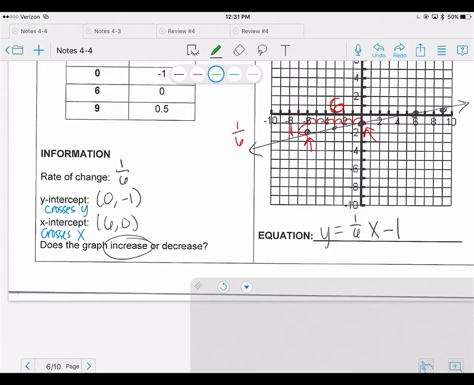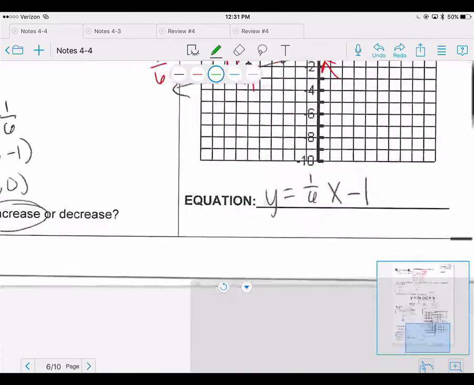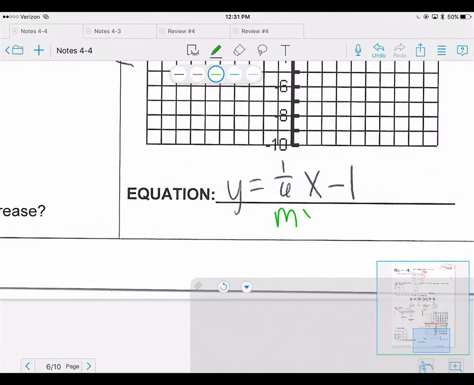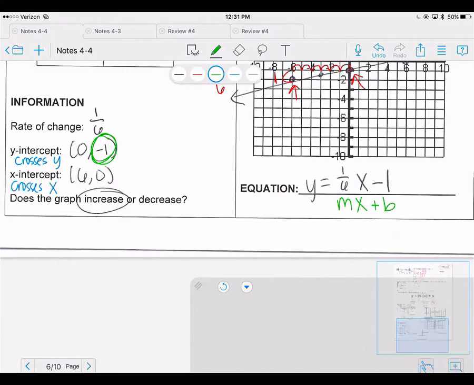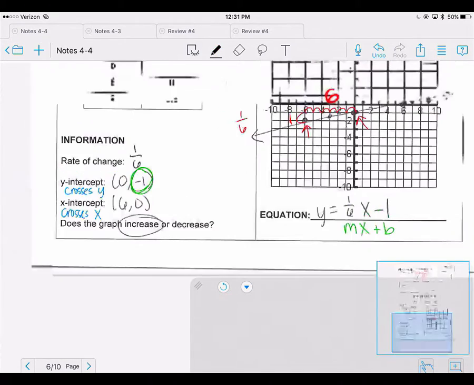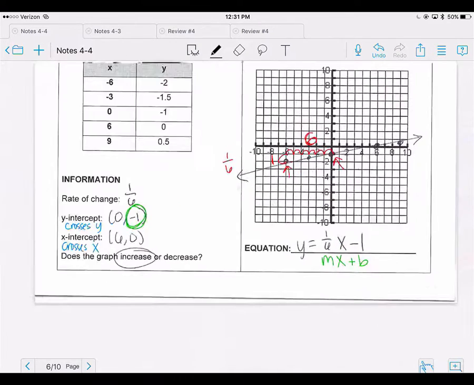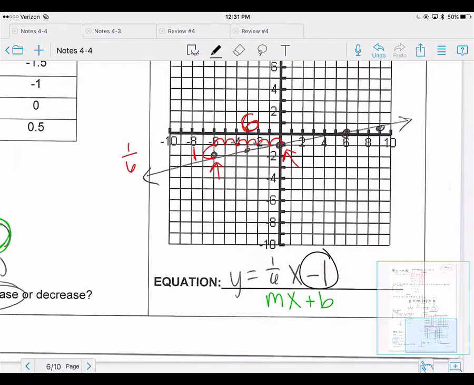So to write my equation of the line, my rate of change, my slope and x always go together. And then my b value over here is a -1, where it starts on that y-axis. So if I were to graph this, I would start down at -1 and then go up 1 over 6.